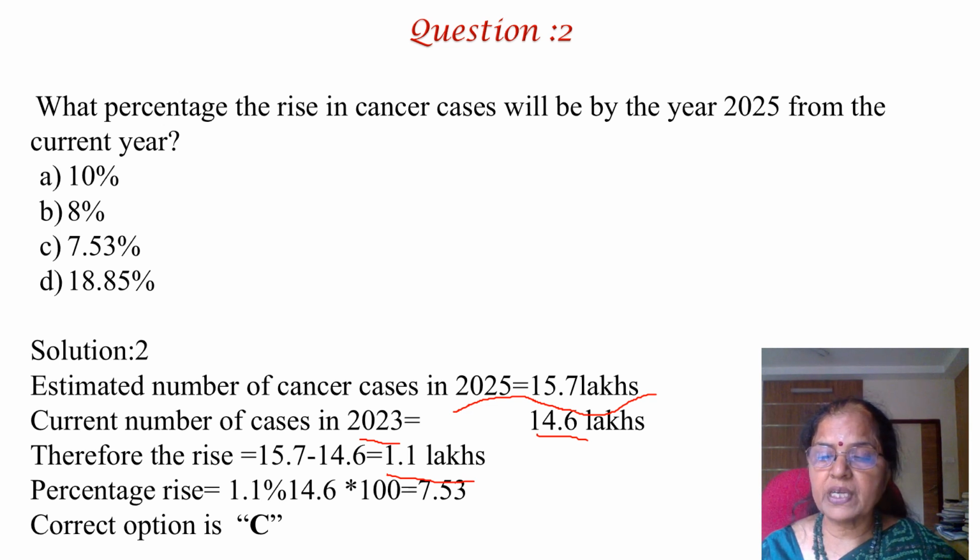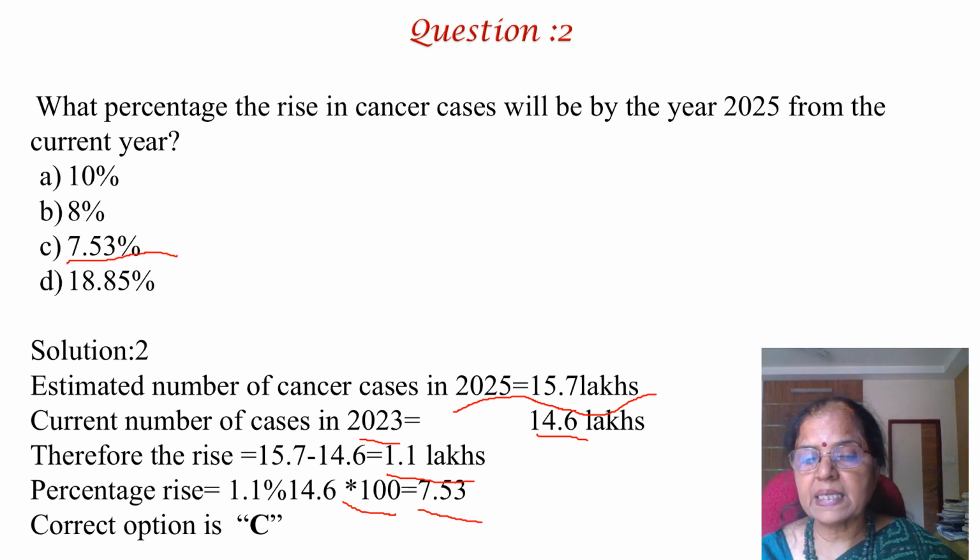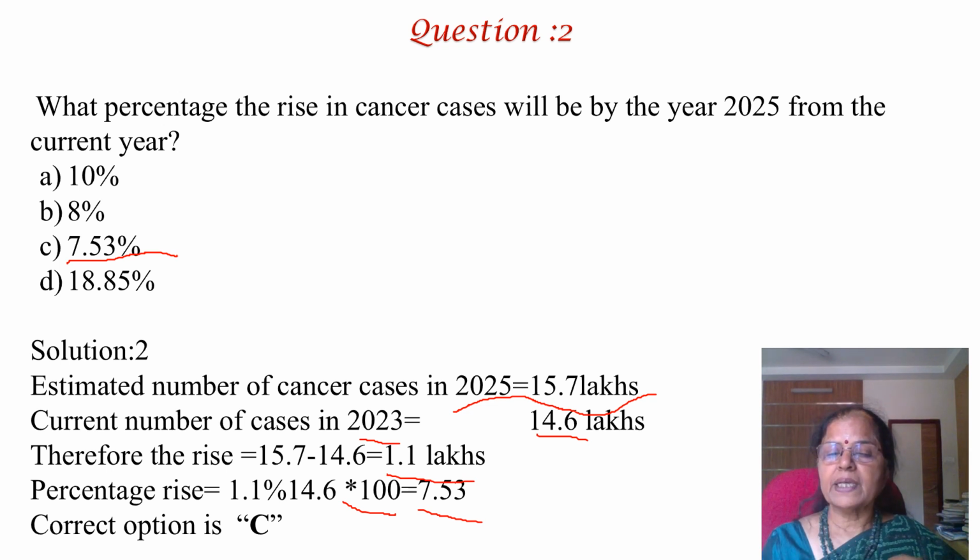So therefore, what is the percentage rise? If the rise is for 14.6, then what is it for 100? So 1.1 divided by 14.6 into 100. That will give you 7.53. That is the percentage rise from the current year to the estimated rise in 2025. So the option C is the correct one.